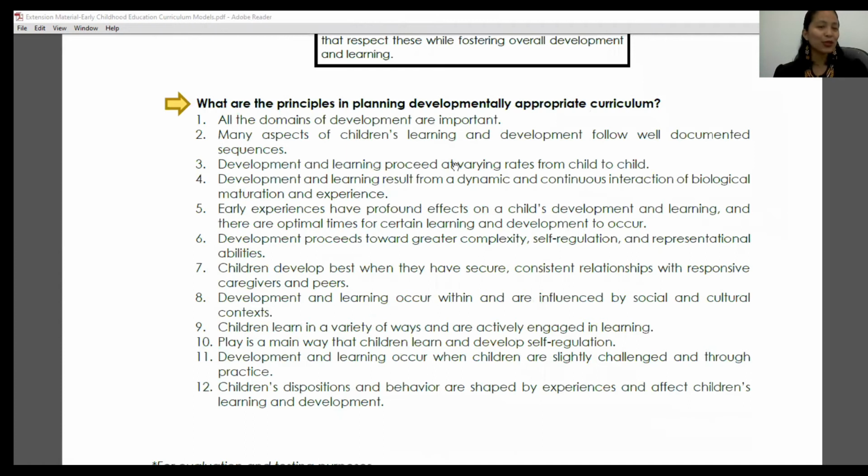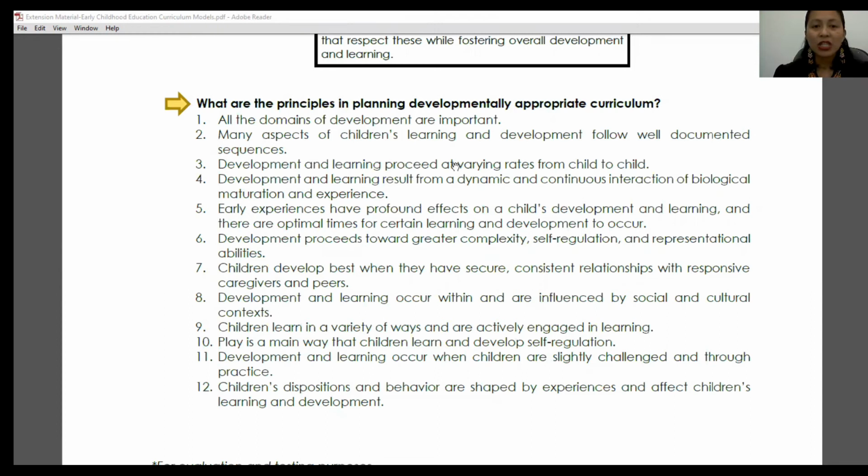Let's just run through this. First is all the domains of development are important. Earlier, I mentioned that you shouldn't only focus on the cognitive development of your learners. You also need to give equal attention, equal emphasis to other domains of development like physical development, social development, emotional development, aesthetic development, and many more.